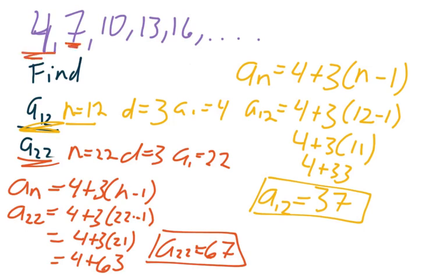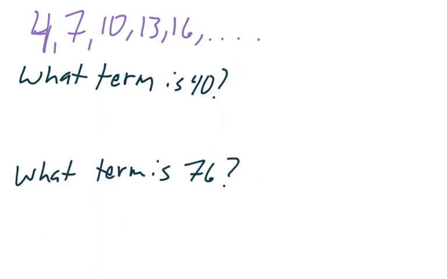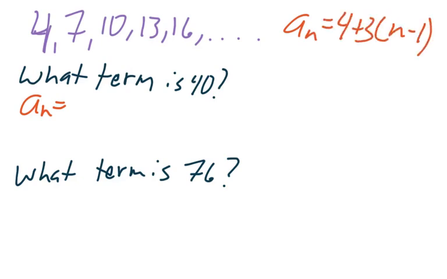Term 1, term 2, term 3, term 4, term 5. This here, 37 is term 12, and 67 is term 22. Now for the second part, or the B or C and D, they want us to find what term the actual number is. So again, we have our equation. A of n equals, I'm going to write up here, equals 4 plus 3 times n minus 1.